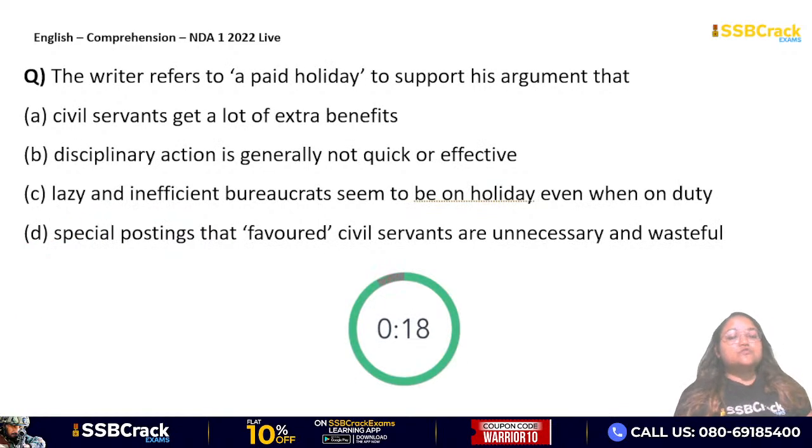The writer refers to a paid holiday to support his argument that civil servants get a lot of extra benefits. Disciplinary action is generally not quick or effective. Lazy and inefficient bureaucrats seem to be on holiday even when on duty. Special postings that favored civil servants are unnecessary and wasteful. Why does the author use this phrase, a paid holiday? In what context? So you have to tell me that.